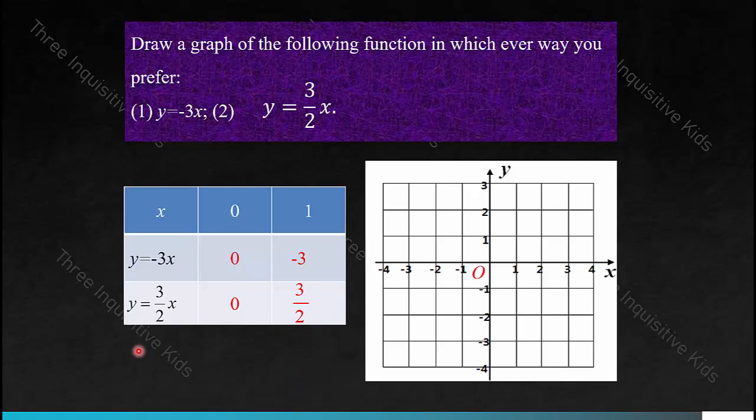So now let's plot these points down on the plane. We have the origin here. So this is for y = -3x. Connect. And then we have y = -3x. And then we start with the origin as well, and 3/2. And then we connect. So this would be y = (3/2)x.